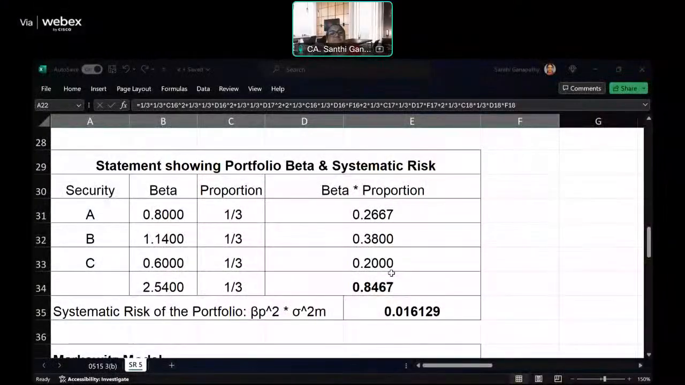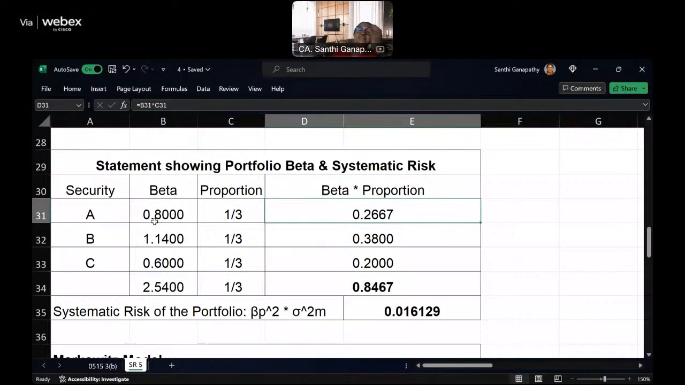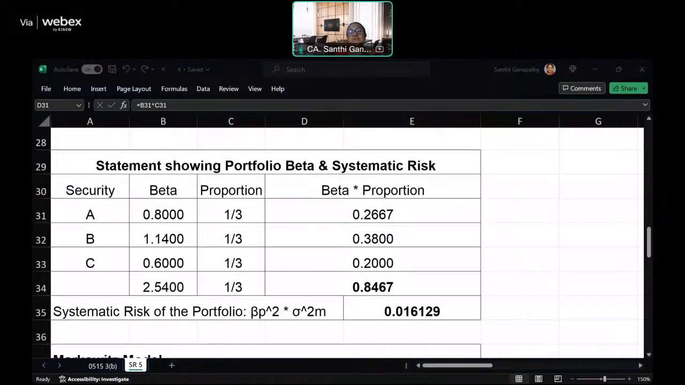So now the beta of a portfolio is the weighted average beta. Here we have the beta, we have the proportion, because the problem says what would be the risk of a portfolio consisting of all three stocks equally. That is what we found. What is the beta of the portfolio consisting of equal investment in each stock? That is what we are finding now.